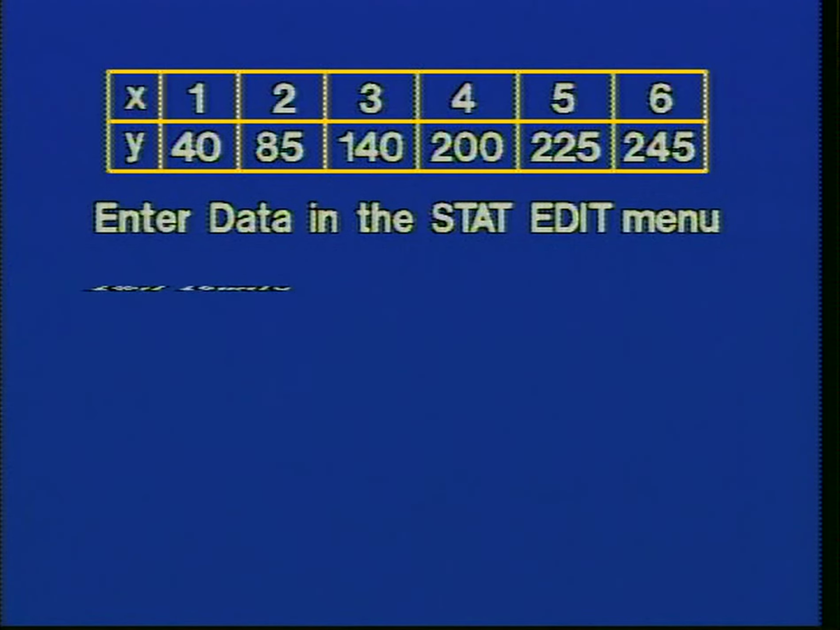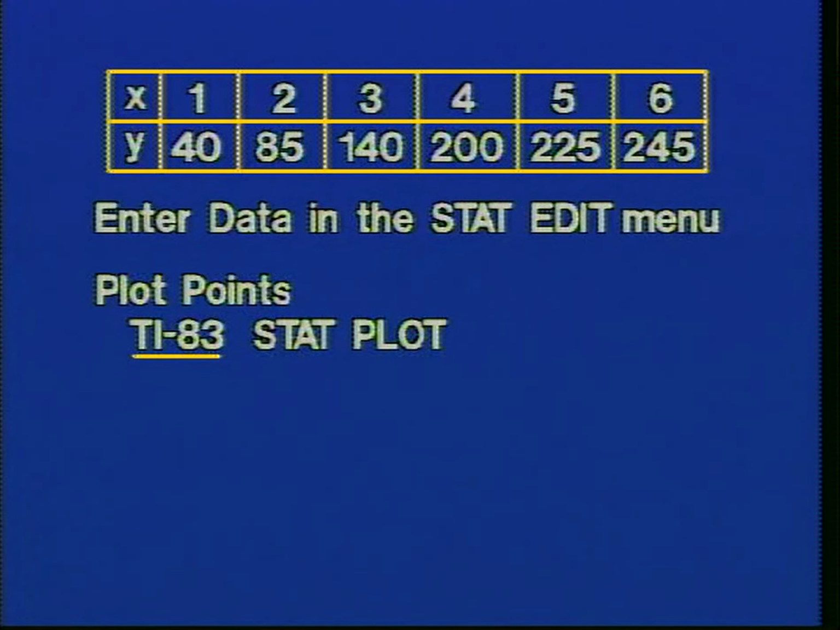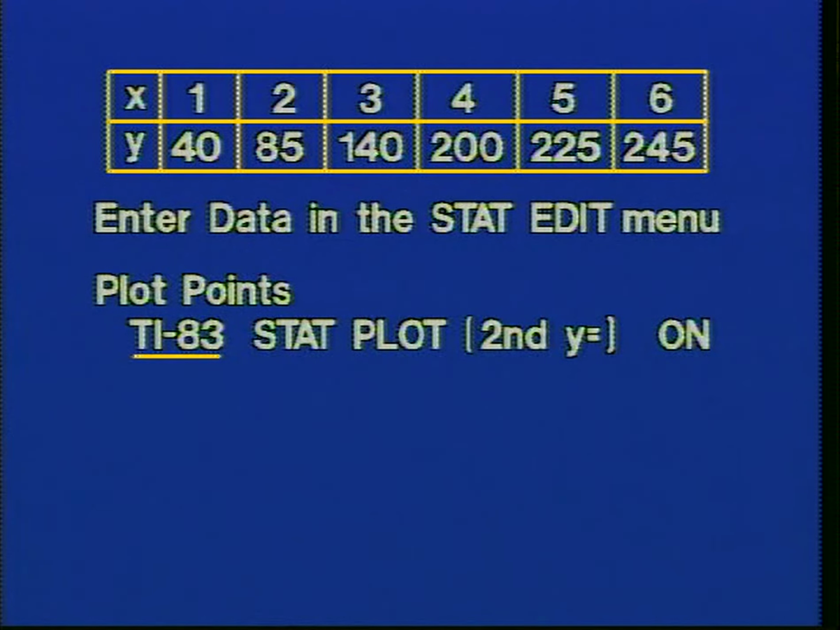All right, after entering the data, we want to plot points. And the way we do that is like this. On the TI-83, we begin by pressing Stat Plot. Now, Stat Plot is a second function. It's actually the second function on the Y equals key. And at that point, we're going to turn on a certain plot. If it's not already on, we want to turn it on. And that will allow us to go forward.